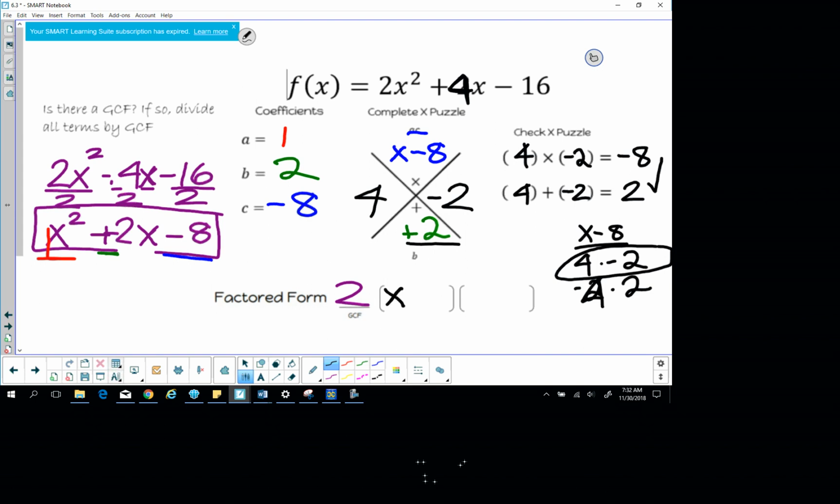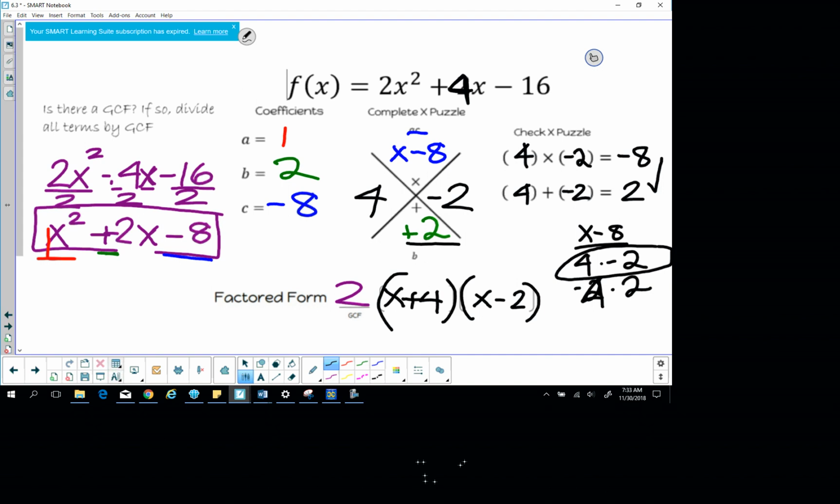So last thing we did is the same thing. X plus 4, x minus 2. The only difference is that 2 in front, because we divided out the GCF. Does that make sense for that one? Okay. Any questions on this one? So sometimes there will be a GCF like that.